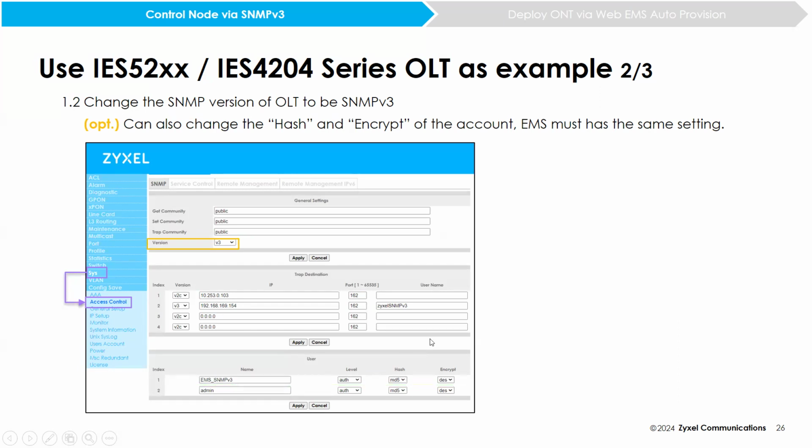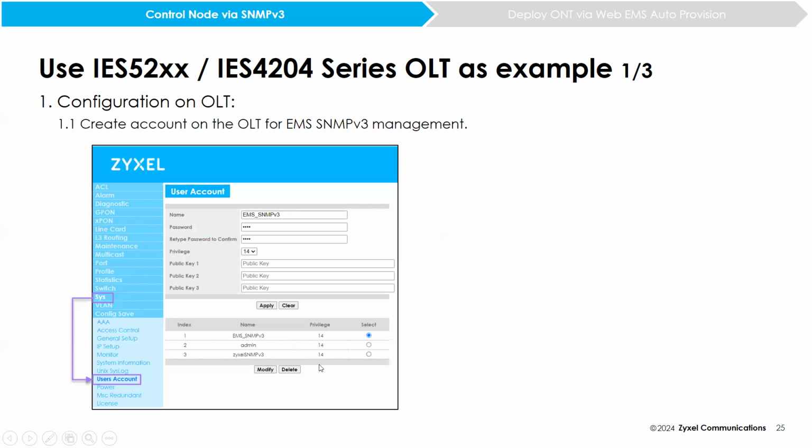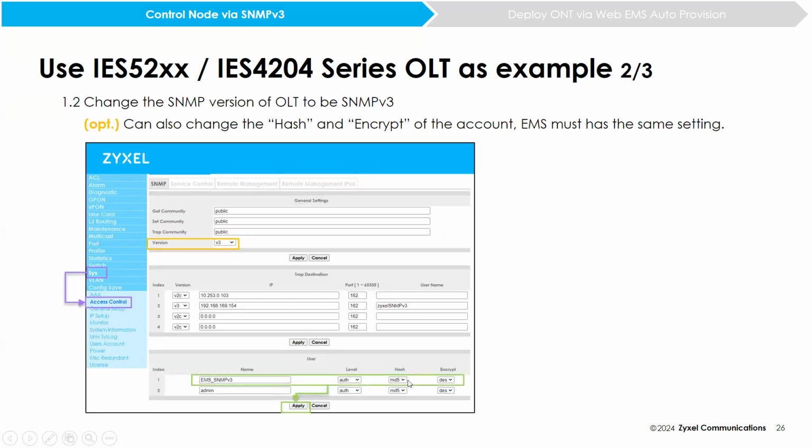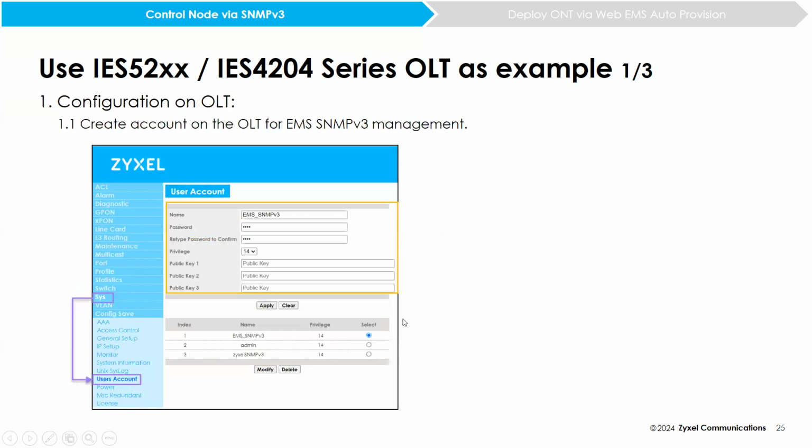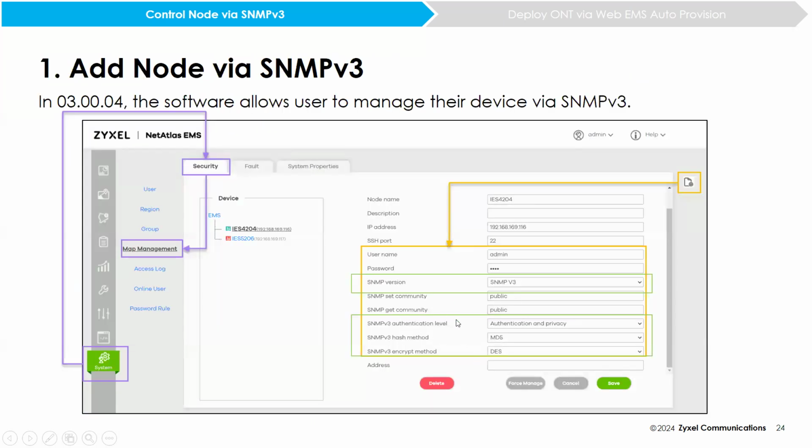So if we create an account on all the devices, we need to make sure that those two methods we set for that account match the setting on our ENS system as well.